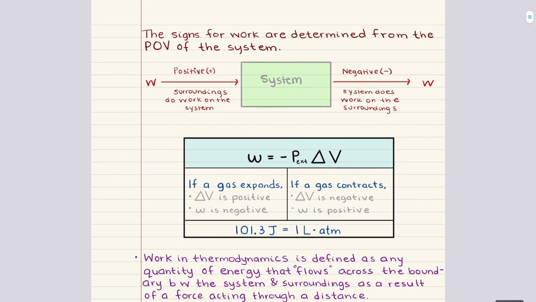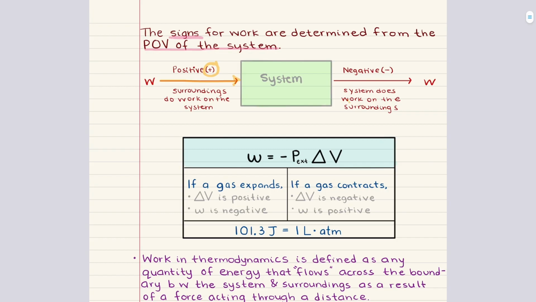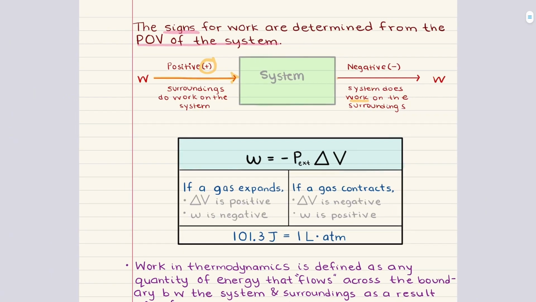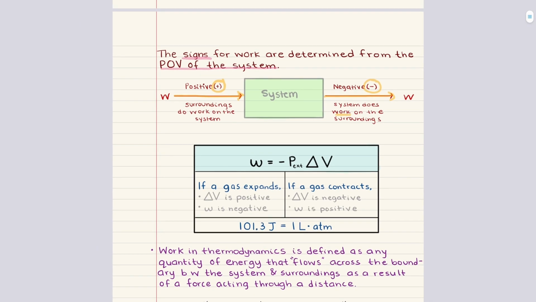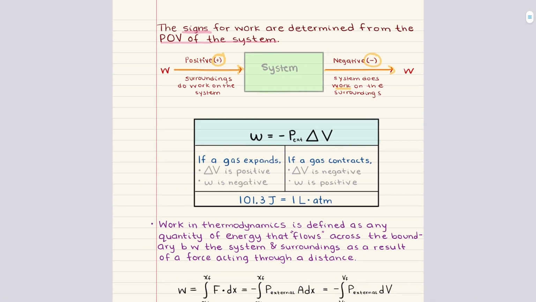Now we need to bring in the thermodynamic sign convention. By convention here, we consider the point of view of the system. If the system's compressed, then the surroundings are doing work on the system, and that is counted as positive work. If the system expands, the system is doing work on the surroundings, and that is counted as negative work. To account for this sign convention automatically, we're going to add a minus sign into the equation. So the thermodynamic expression for pressure volume work becomes W is equal to negative P external delta V.